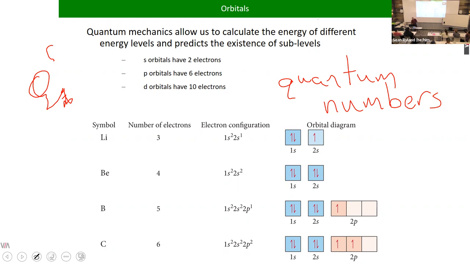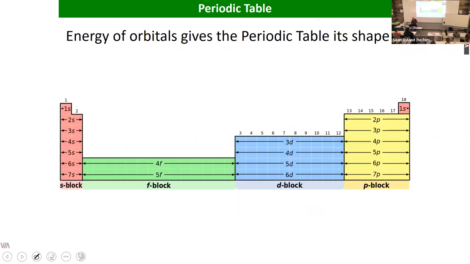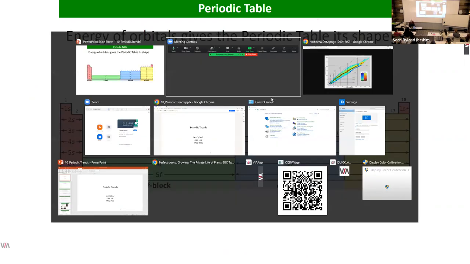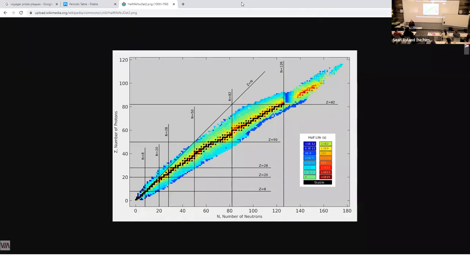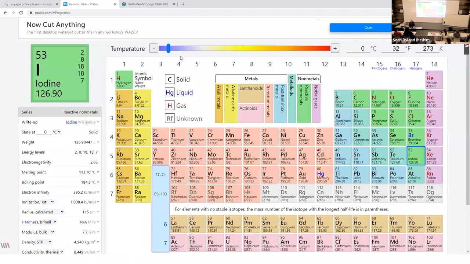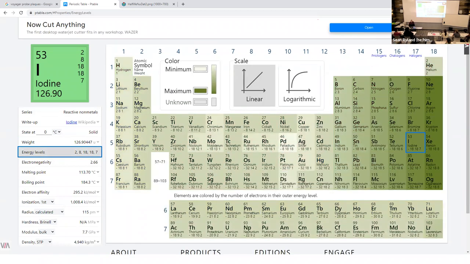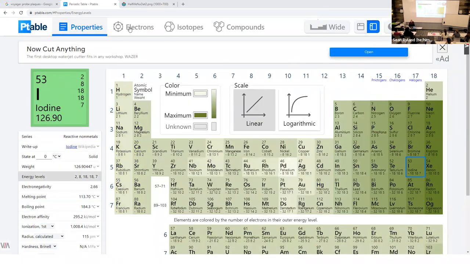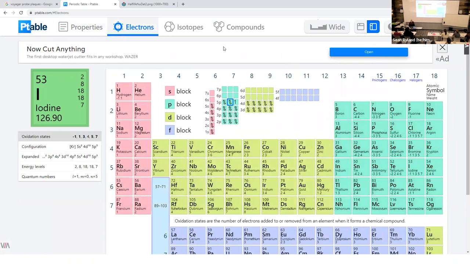Right? And so the way we can see this in the periodic table is if we look at it in terms of these big chunks that they call blocks, and I'm actually going to go back to the periodic table here because it actually has a way of visualizing this in terms of, there we go, electrons.